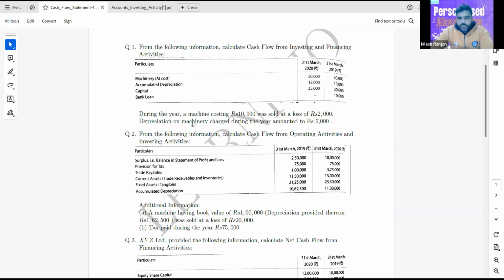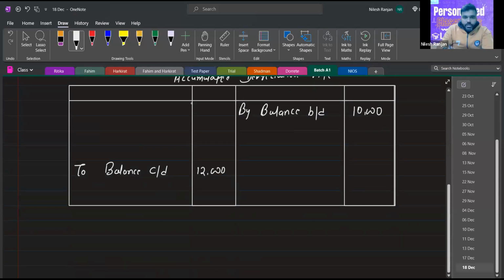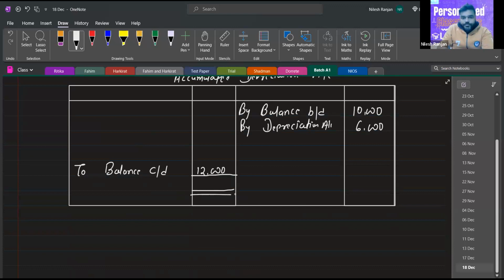And depreciation on machinery during the year amounted to 6,000. It is given. Okay, so it will be written here by depreciation account, not profit and loss, by depreciation account 6,000. There is no other balance here. So we will calculate the balance. It is 16,000 here. So 4,000 is transferred to machinery account.